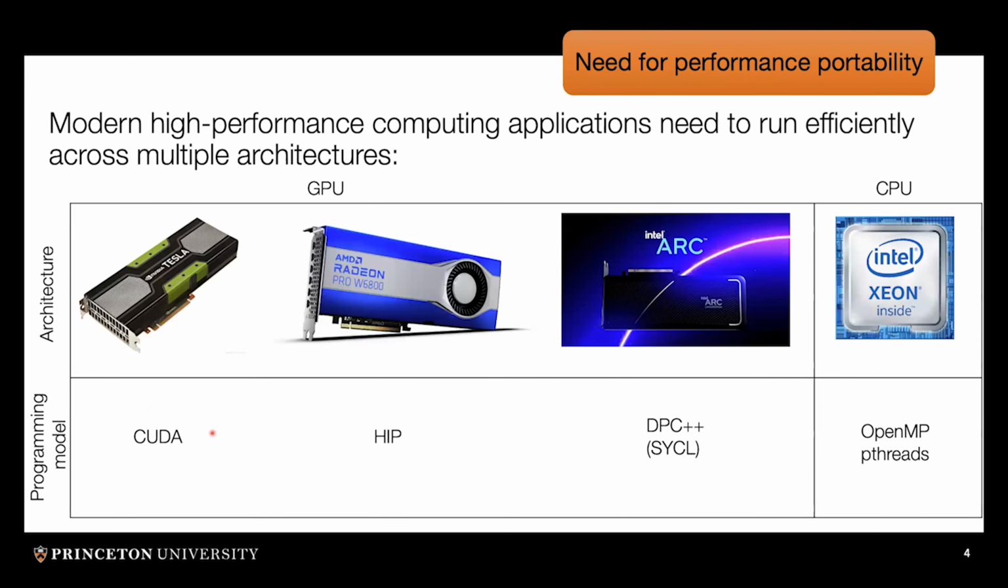So if you think about the need for performance portability, if you think about the computing landscape right now, you have a wide variety of GPUs, be it NVIDIA, AMD, or Intel, and CPUs as well, be it Intel or ARM. Each of these vendor-specific products has its own programming model, that is, CUDA for NVIDIA, HIP for AMD, DPC++ for Intel. If you want to write an application that runs on all of these platforms, then you need to write an application in each of these vendor-specific paradigms.